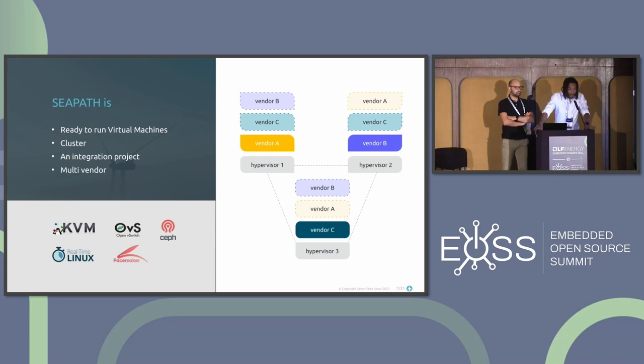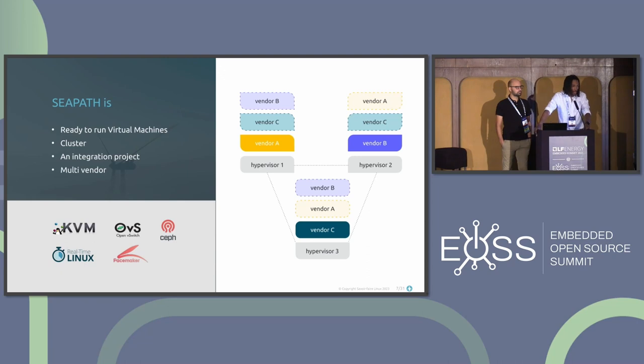So what is CPAAS? It's an integration project. We do not reinvent the wheel. We integrate what already exists, like KVM, Open vSwitch, Ceph, Real-Time Linux and Pacemaker. Since, as I said, these are critical applications that cannot be stopped, CPAAS allows you to build a cluster for high availability. CPAAS is made to run virtual machines that host those critical applications.